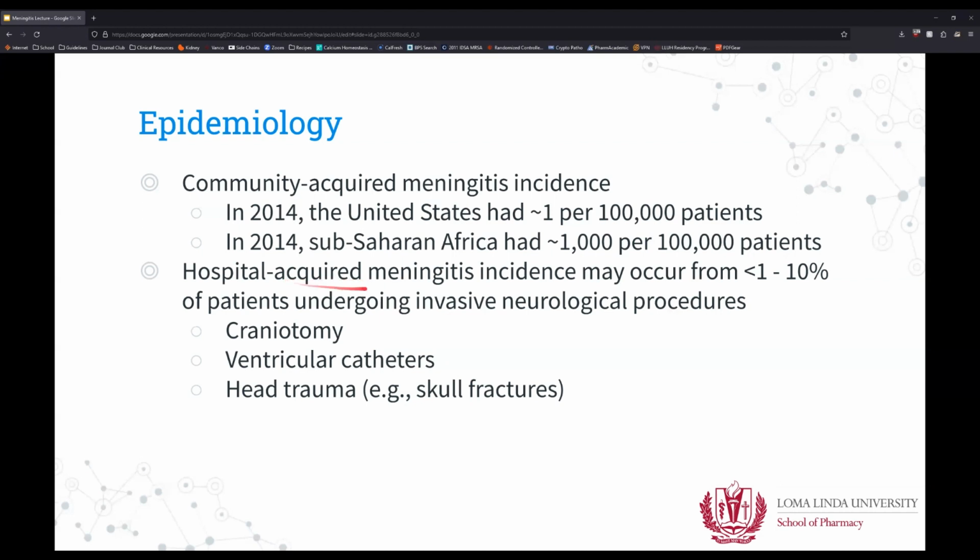Moving forward, hospital-acquired meningitis incidence may occur from less than 1% to up to 10% of patients having invasive neurological procedures. As we talked about previously, this can include craniotomy, ventricular catheters being placed, and head trauma, such as a skull fracture, for example. Any of these instances provide opportunities for our sterile environment to become contaminated with bacteria, and then essentially seed for growth.